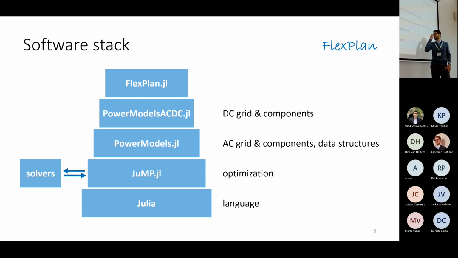And FlexPlan.jl is built on two existing Julia packages: PowerModels, which deals with AC grids and related components, and also defines an overall structure for data. And PowerModelsACDC is an extension that allows considering also DC grids and related components.